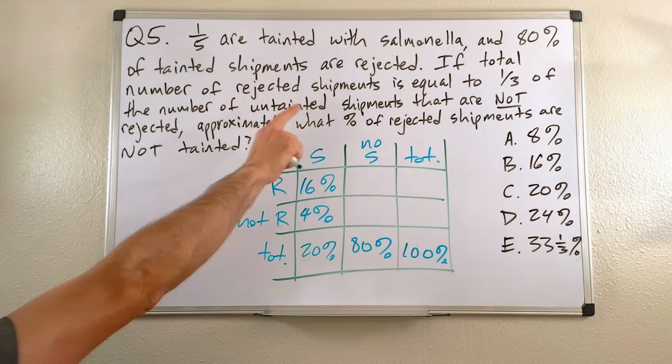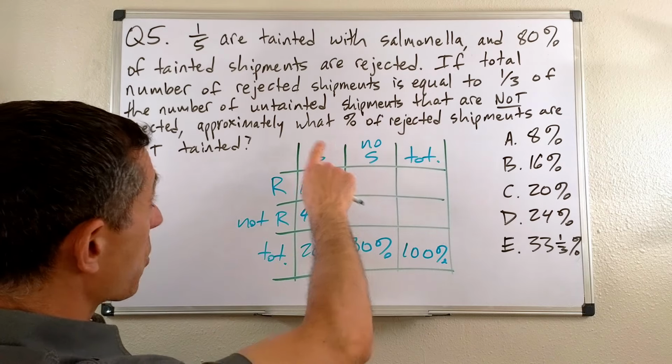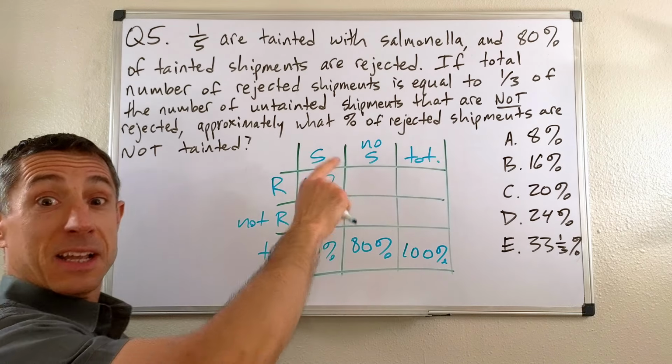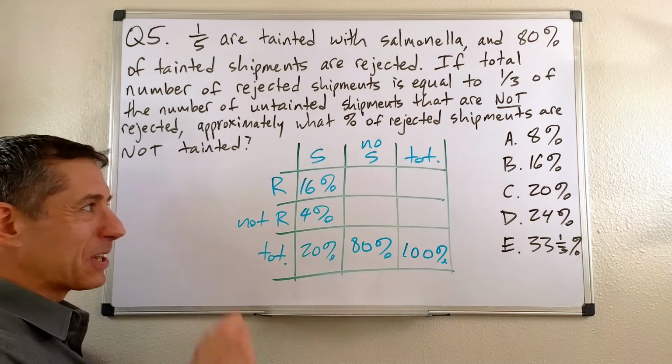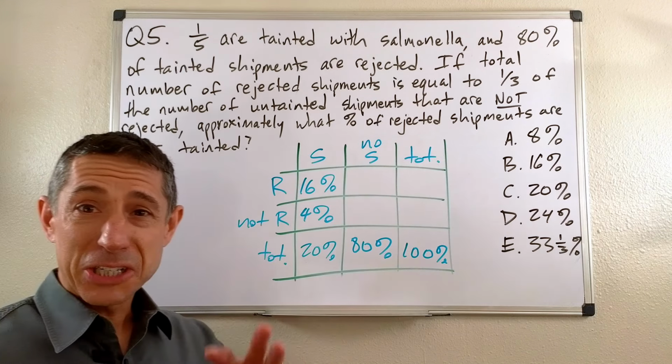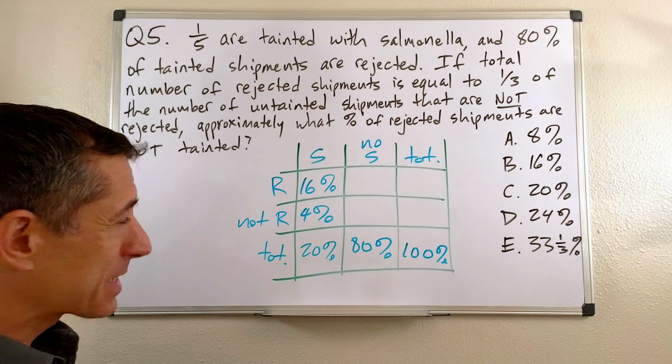Anyway, if the total number of rejected shipments is equal to 1/3 of the number of untainted shipments that are not rejected, what percent of rejected shipments are not tainted? That's a mess. Be patient, take a breath. It's not quite as bad as it looks.